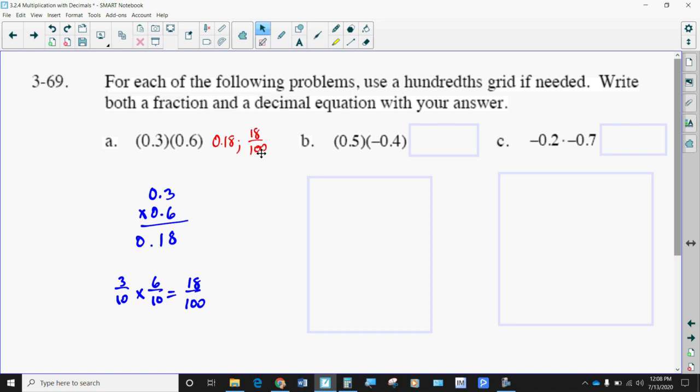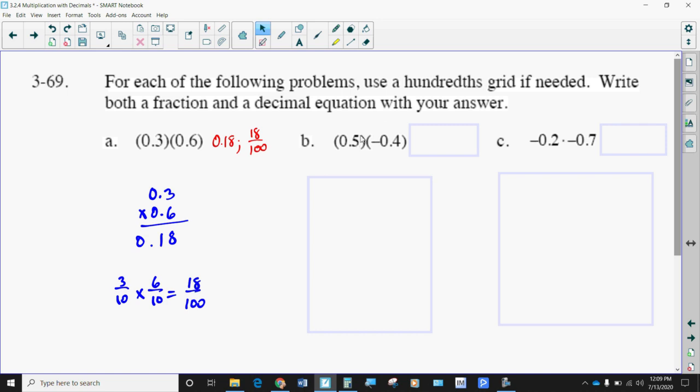Now, I did not simplify that fraction. That's not really the point of this lesson, to write those in simplest form. It's to see how the fraction part and the decimal number are equivalent to each other. So I did not change that to 9 over 50. In a future lesson, I will be expecting you to simplify fractions, but not today.